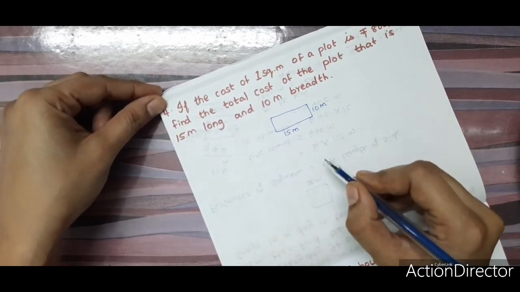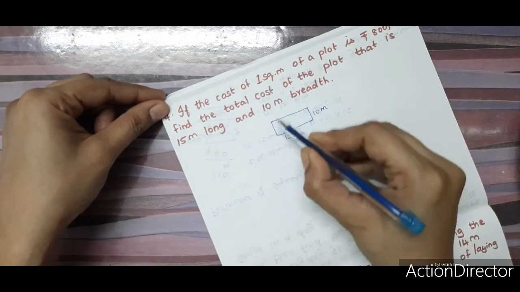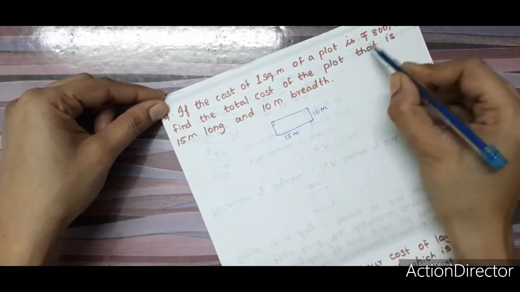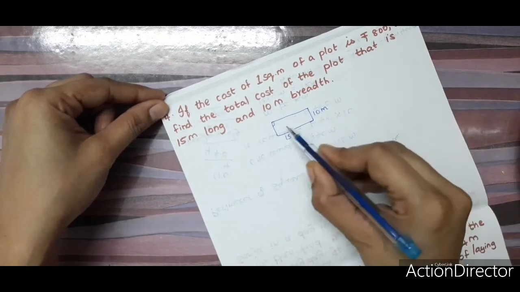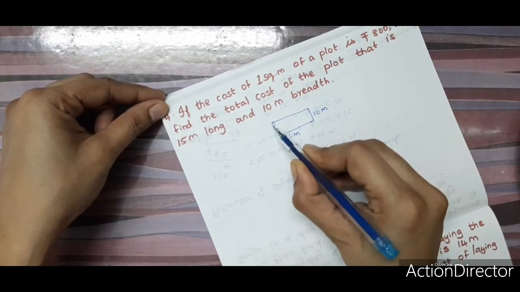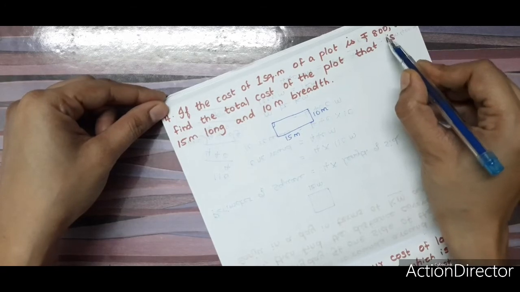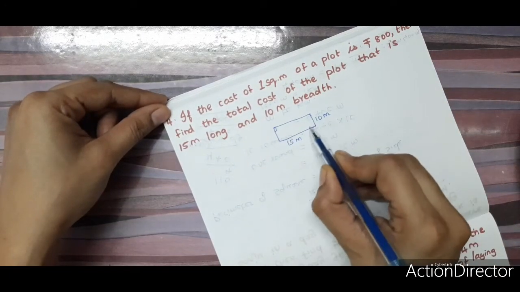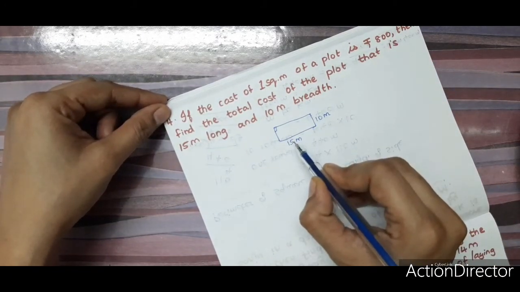Now they have told the value of 1 square meter is rupees 800. They are asking for the total. In that, 1 square meter value is rupees 800. We want to calculate the total area of this rectangular plot.